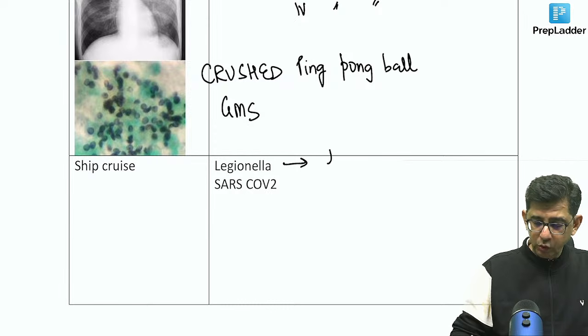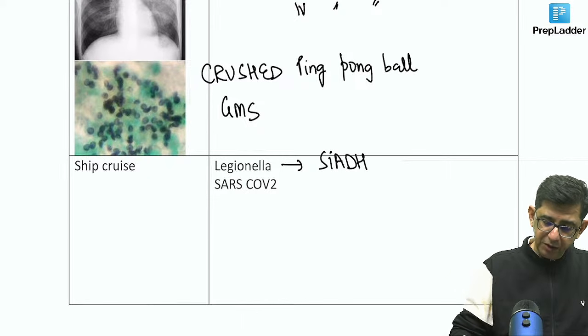Legionella is on a ship cruise, and this is usually associated with SIADH, syndrome of inappropriate ADH secretion.